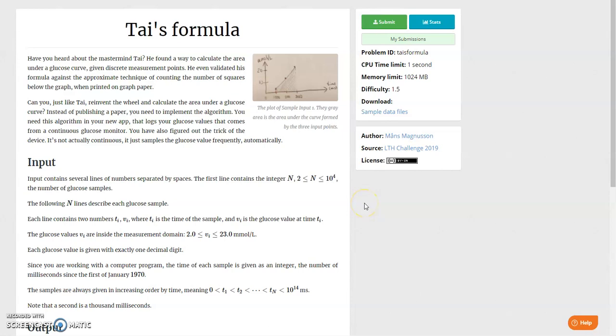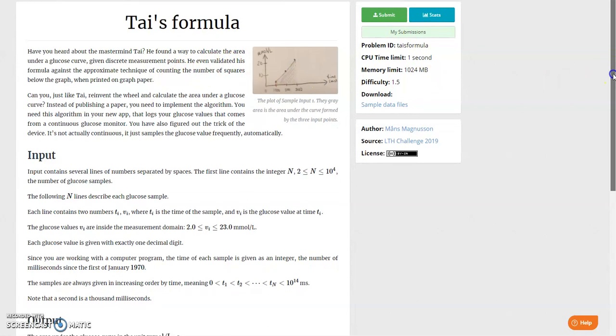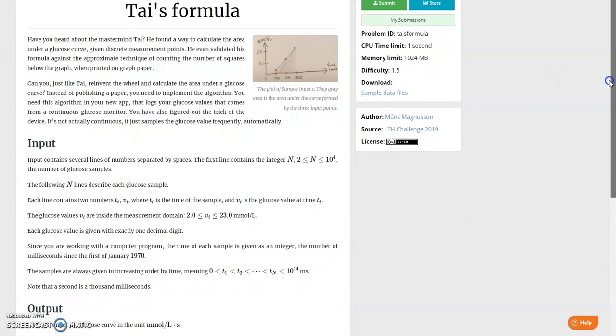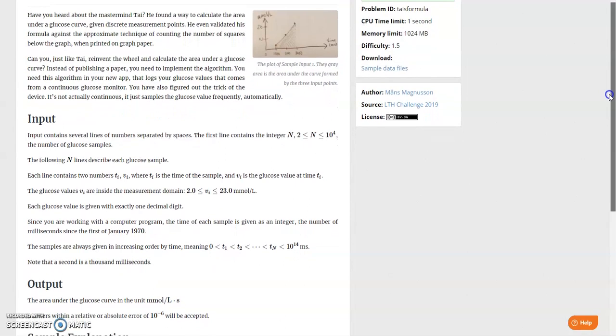Have you heard about the mastermind Ty? He's found a way to calculate the area under a glucose curve, given discrete measurement points. He even validated his formula against the approximate technique of counting the number of squares below the graph when printed on graph paper. Can you, just like Ty, reinvent the wheel and calculate the area under a glucose curve? Instead of publishing a paper, you need to implement the algorithm.